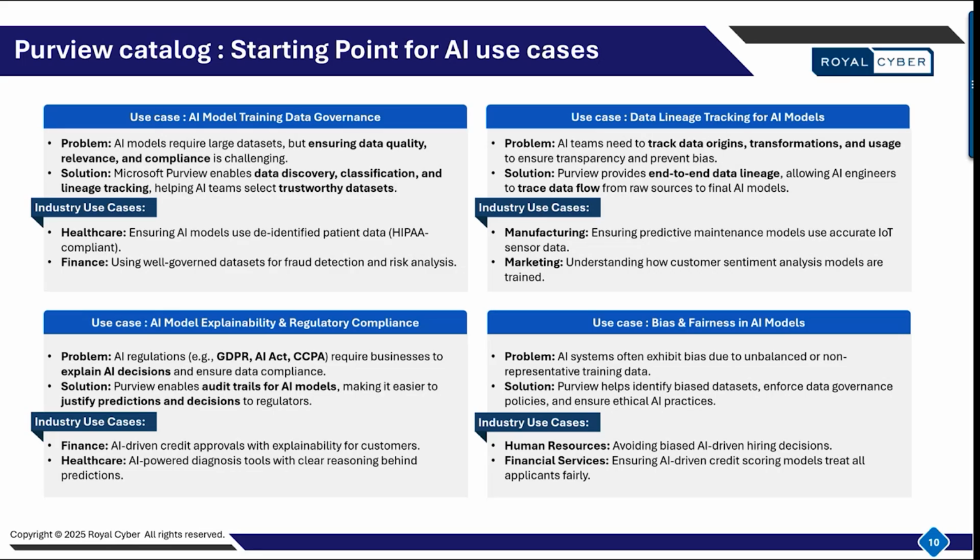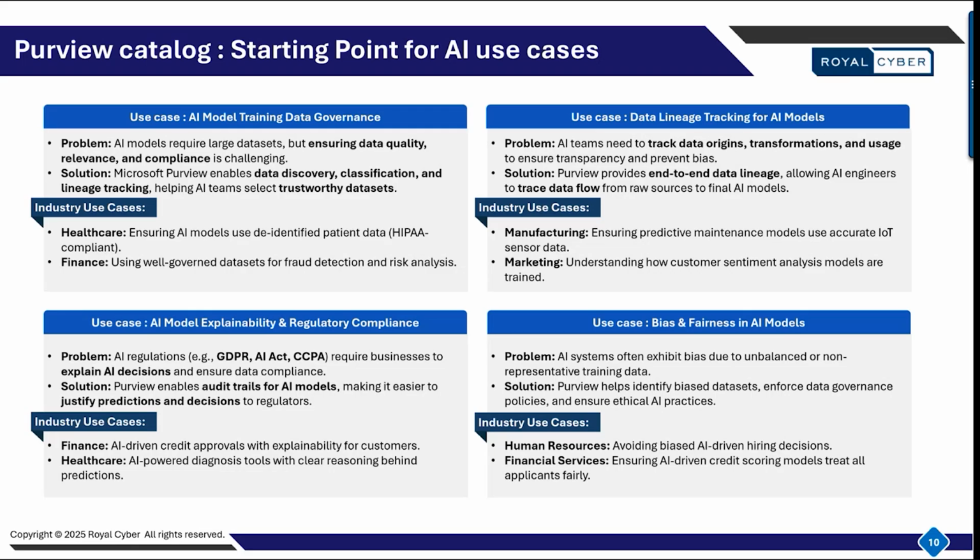AI regulations are again being tightened under frameworks like GDPR, the AI Act, and CCPA. So organizations must now explain how AI decisions are made. Purview enables these audit trails, making AI-driven decisions more transparent, which is crucial in areas like credit approvals and medical diagnosis tools.